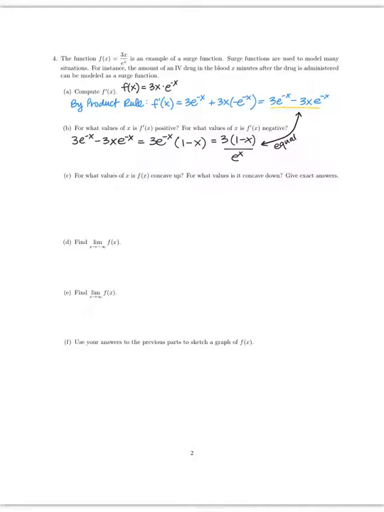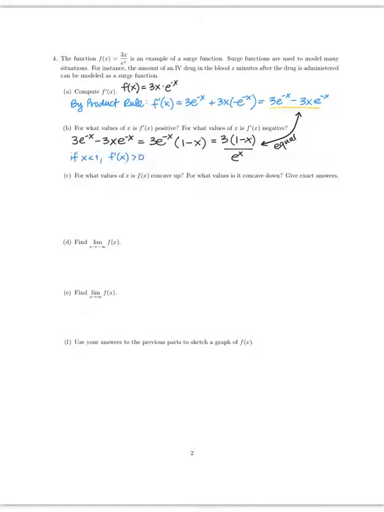And with that simplification in mind, we can now answer this in a pretty straightforward manner. If x is less than 1, that 1 minus x term will be positive. 3 times that will be positive, and 3 times that over e to the x will also be positive. So if x is less than 1, the numerator will be positive and the whole fraction will be positive because the denominator is always positive no matter what x is equal to.